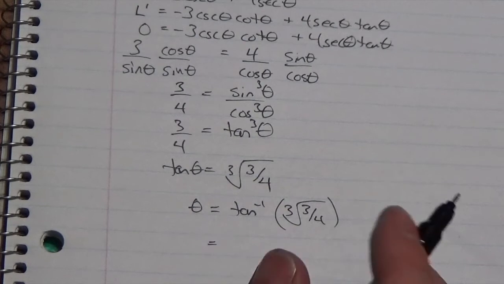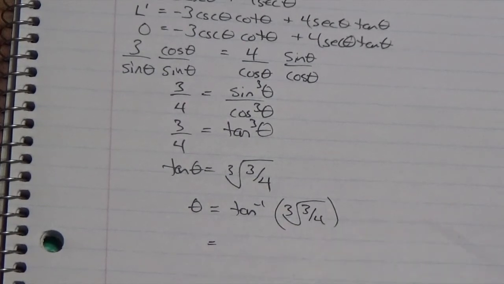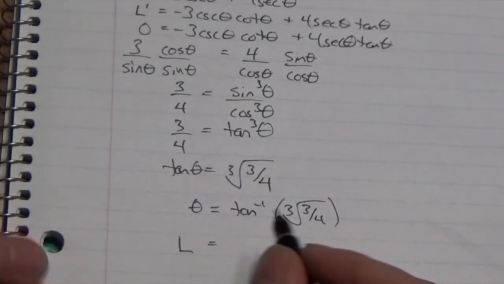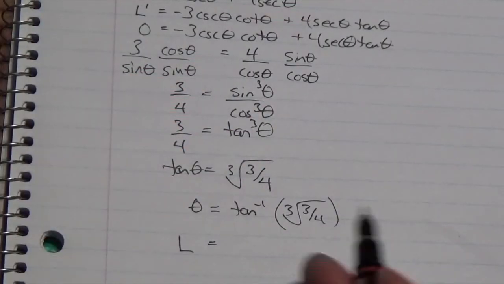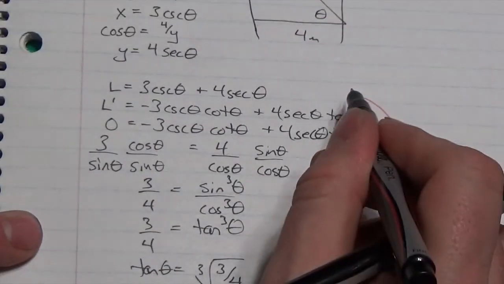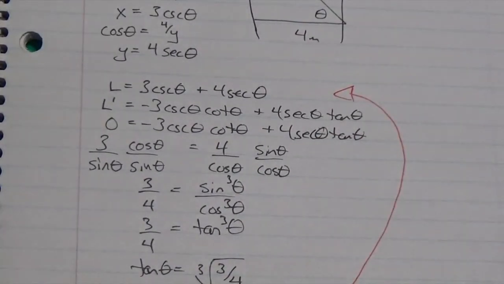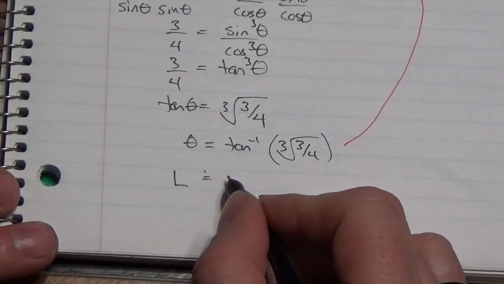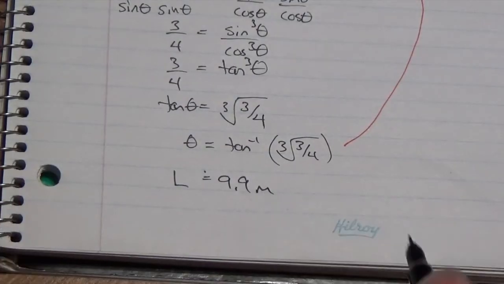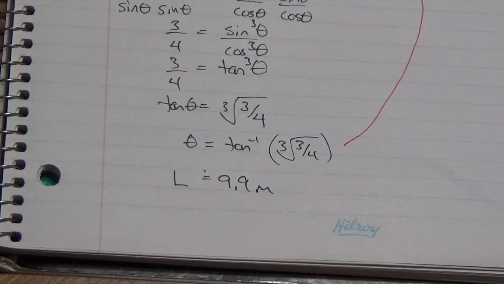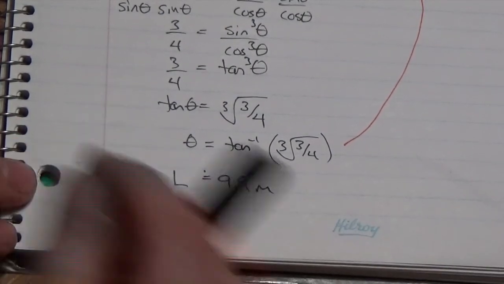And when I get that value right there, I don't actually need to compute it. I just need to know that that's what I'm going to do. But if I take that answer, whatever I get on my calculator, and plug it into this expression right here, that will give me the length that I'm looking for, and it turns out this is approximately 9.9 meters. Just a hair under 10 meters is the longest ladder that I can navigate that corner with.